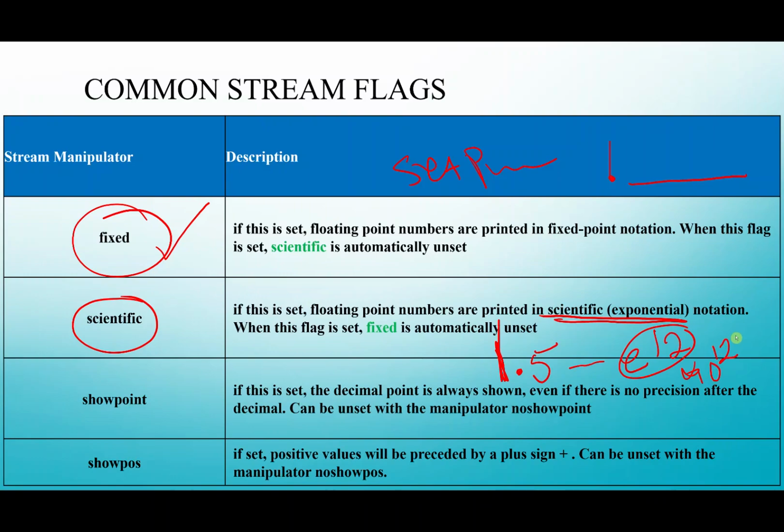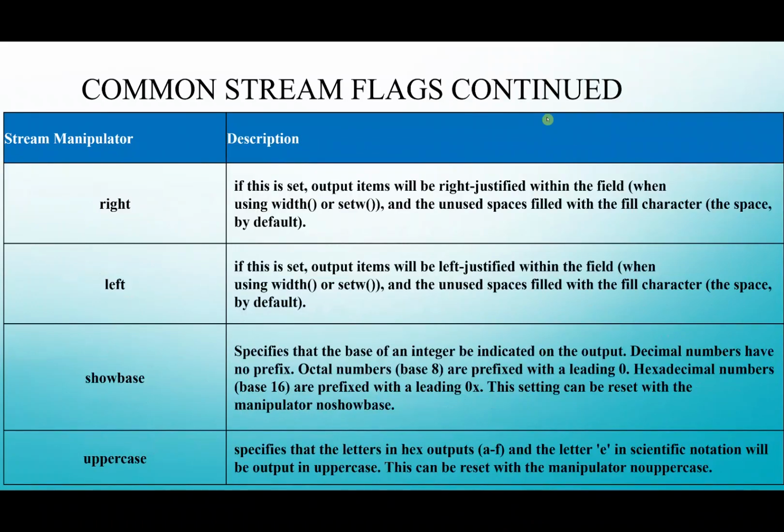So show point is going to show the decimal point no matter what. Even if you have an integer like 15, it's going to say 15.0. Show pos is going to show the positive or negative sign. So even if you have 15 and 15 is positive, you don't have to say it's positive because you know that. It's going to show you the positive. Right is setting the set width right aligned. Left is setting the set width to be left aligned.